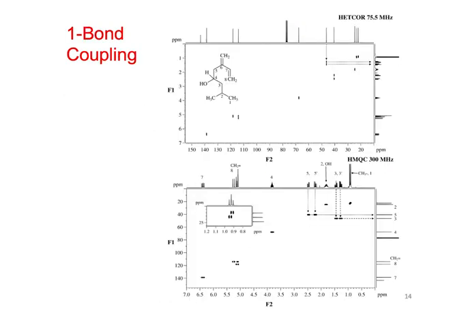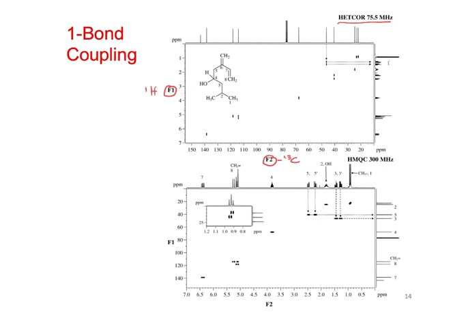Okay, so let's compare some of these. The top spectrum is the HETCOR. This is the C13 detected. And so F2, which is the acquisition, is the C13. And F1, which is the increments, is the proton spectrum. It looks like they just have a high-resolution proton spectrum drawn there.